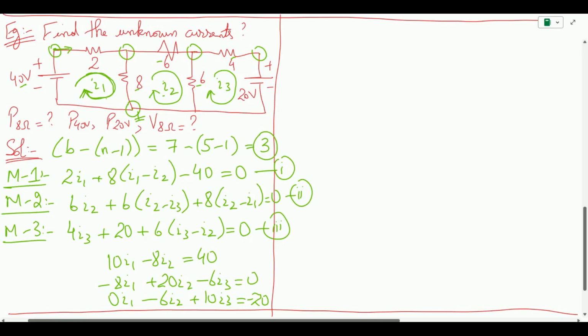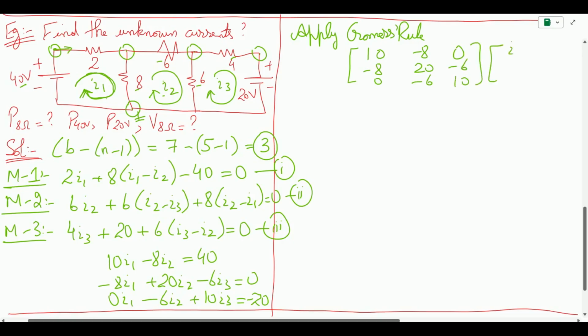So these are the simplified equations, and I've written them so I can use the Cramer's rule or apply the matrix principles. So apply Cramer's rule to find the currents. So the matrix will be 10 minus 8 0, minus 8 20 minus 6, then 0 minus 6 10. Then you have unknown currents I1, I2 and I3 equals to 40, 0 and minus 20. So you can figure out the matrix principle.